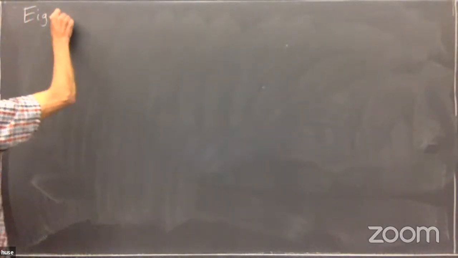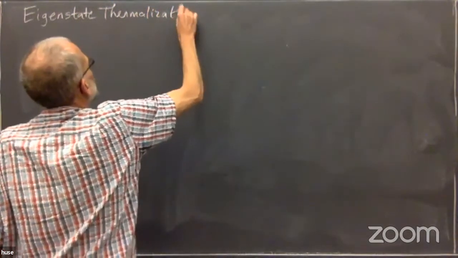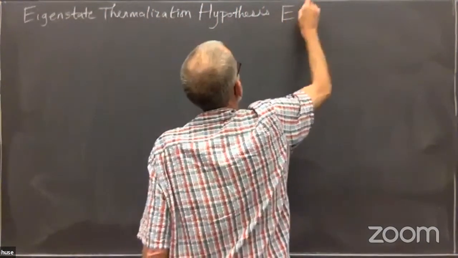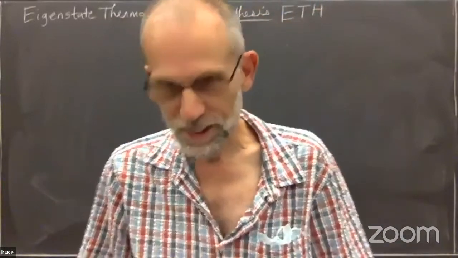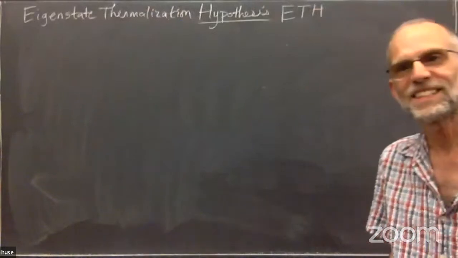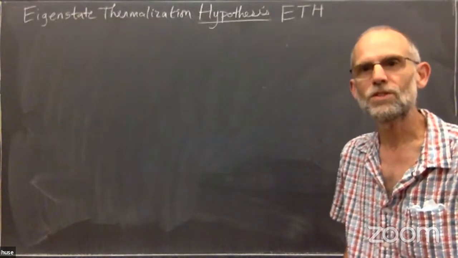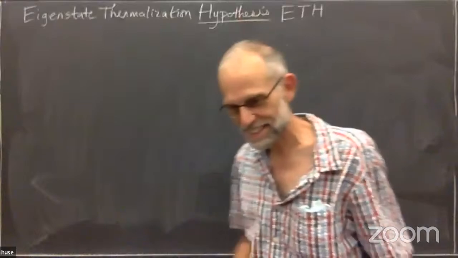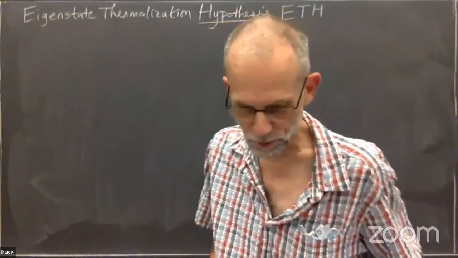Okay, so now I want to talk about one thing that's related to this, which is about the eigenstates. The eigenstate thermalization hypothesis, often abbreviated ETH, right? Most of what I'm telling you, for any realistic system, none of it's been proven. It's just tested rather thoroughly, numerically and experimentally, but most of these statements are too hard to prove. This one has a name, hypothesis, recognizing that it's just a hypothesis. There are systems for which it's not true, but there are many systems for which it appears to be true.